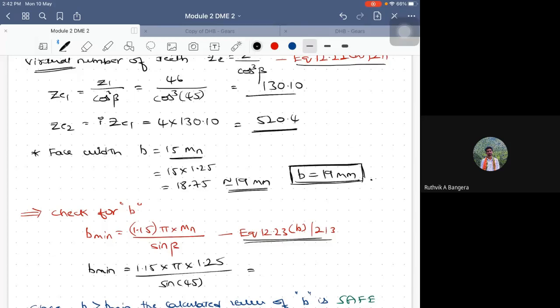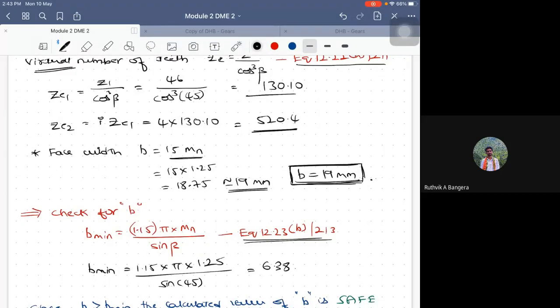Just calculate the minimum face width that has to be there. B minimum. According to the formula, the minimum face width should be 6.38, but your face width which you have calculated is 19 mm. It is way above, so it is way more safe. Okay, so how to check?